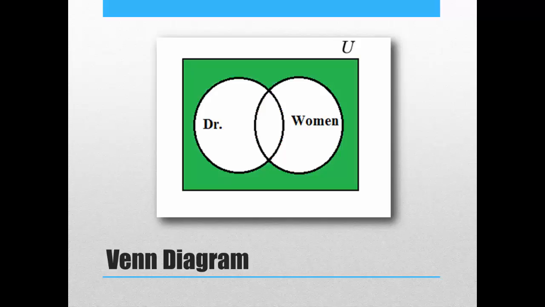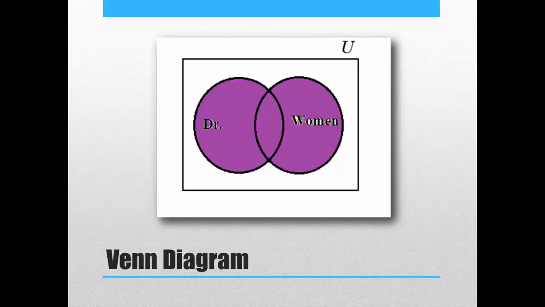The green is the set of individuals who are not women, nor are they doctors, i.e., men who are not doctors. And finally, we have the set of individuals that are doctors or women.